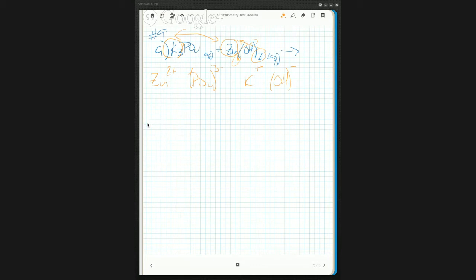That's a rule. Okay, so when we do swap and drop with these, the 2 swaps down to the PO4 and the 3 swaps down to the zinc. So you're gonna end up with Zn3(PO4)2 on one and on this one, it's just 1 and 1, so it's KOH. All right, so let's write out the whole equation as we should. And we have K3(PO4), which we can put parentheses, at least that's the way I prefer it, plus Zn(OH)2, goes to Zn3(PO4)2, plus KOH.